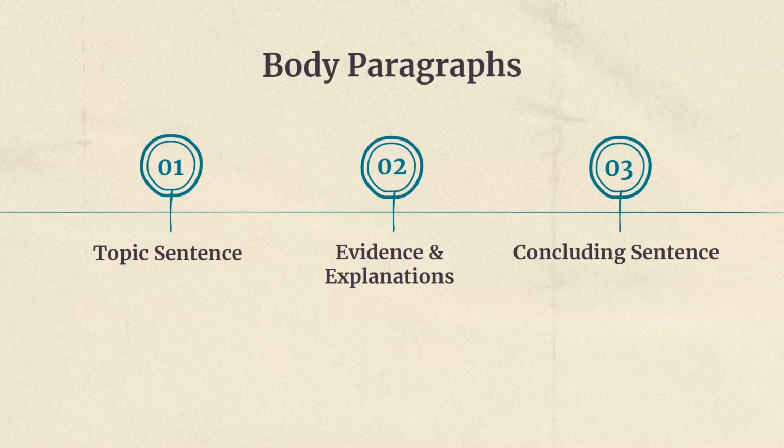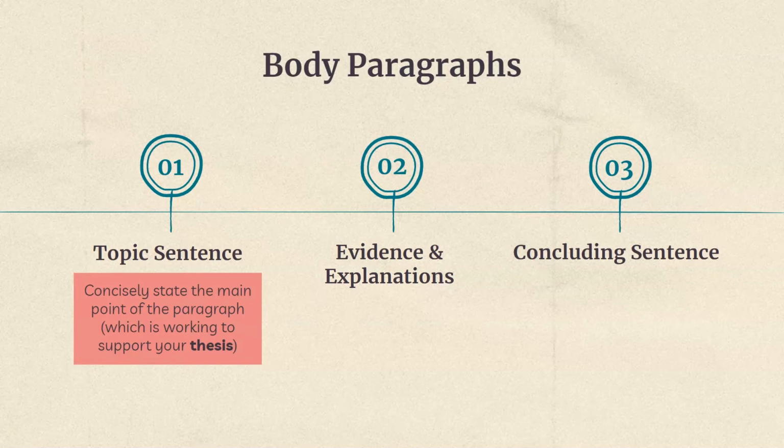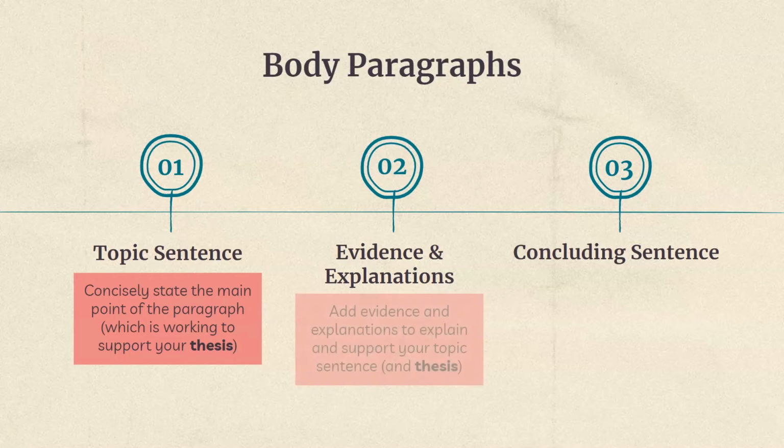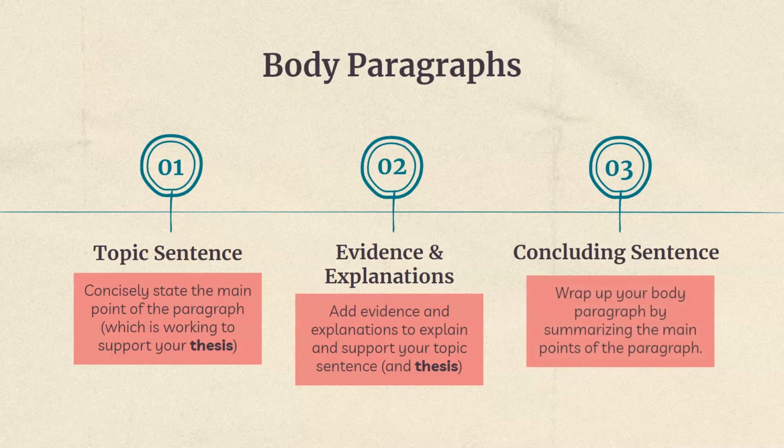Now, a body paragraph always consists of 3 parts. You have your topic sentence, which concisely states the main point of the paragraph. And remember, your body paragraphs are all working to support your thesis statement. And then you have your evidence and explanations. So you'll have quotes, you'll explain your ideas, you'll persuade us that this topic sentence is accurate and true and relevant. And then you have your concluding sentence.